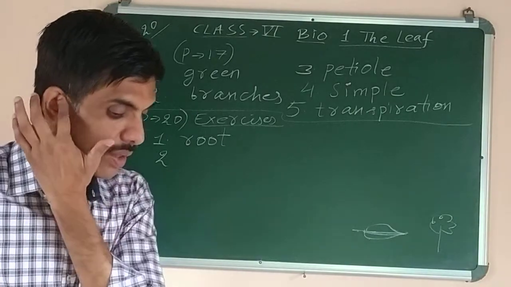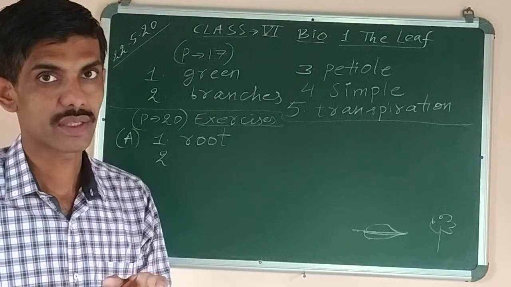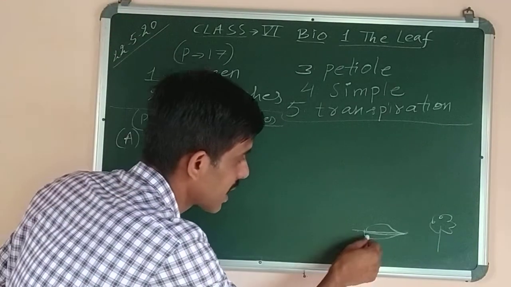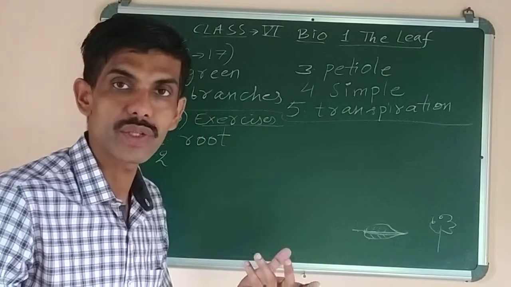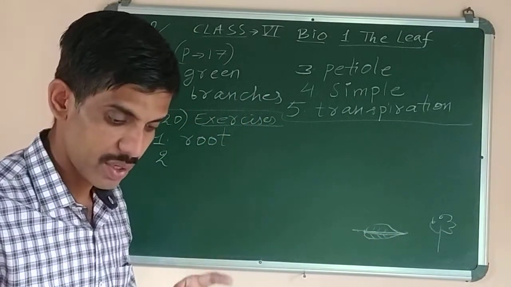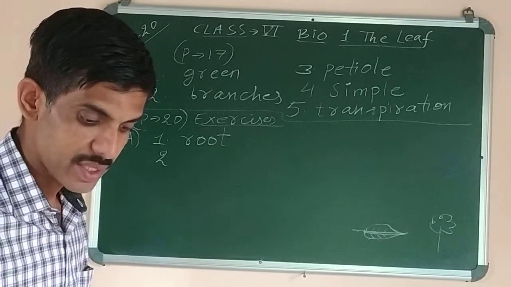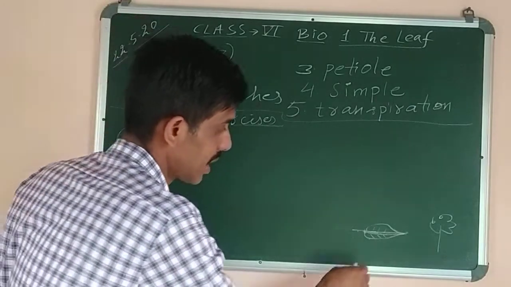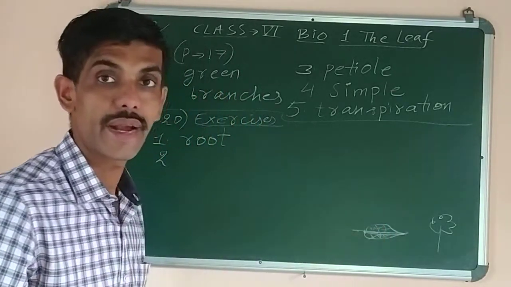Number 2. The type of venation. What is venation? The arrangement of veins in the leaves, like how the veins are arranged. This one is called the veins. How they are arranged on the surface of leaves, that is called venation. So, the type of venation in which veins are irregularly branched to form a network-like structure is called reticulate venation.